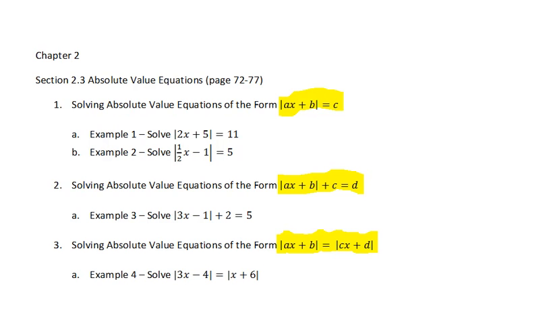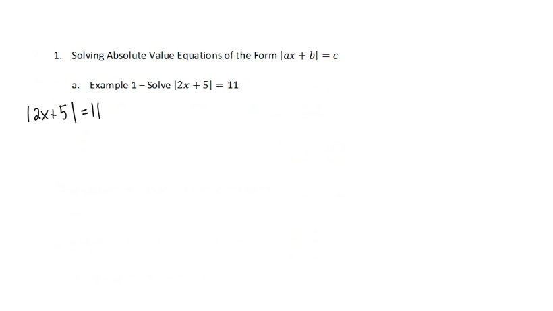Okay, so we'll begin with the first 2 types of examples. In the first example, we have absolute value of 2x plus 5 is equal to 11. If you recall, we said that absolute value is a distance. It's the distance of a number away from 0 on the number line. If we're looking for a number that's 11 units away from 0, then that number could either be positive 11 or negative 11, because both of those are 11 units away from 0 on the number line.